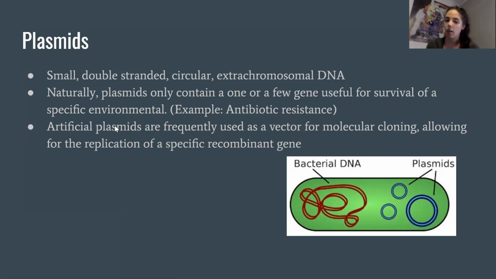Artificial plasmids, though, are frequently used as vectors for molecular cloning, and they allow the replication of a specific recombinant gene. So we've really exploited bacteria's ability to take up plasmids and start coding for whatever gene is on the plasmid. So a lot of chemicals and medicines and what have you are manufactured in this way. Some examples of this would be insulin. Insulin pretty much exclusively is grown up in non-pathogenic forms of E. coli and other bacteria.